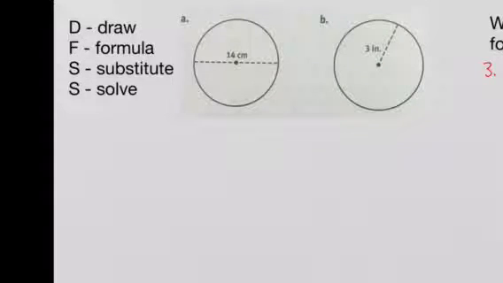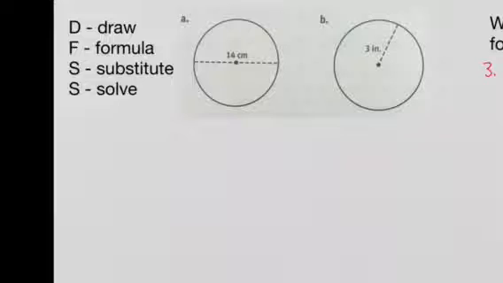So if you notice, circle A has a diameter of 14. It goes all the way through the circle, so we know it's a diameter. Circle B only extends halfway through the circle to the center. Therefore, we are given the radius for circle B. But let's go ahead and start with circle A.